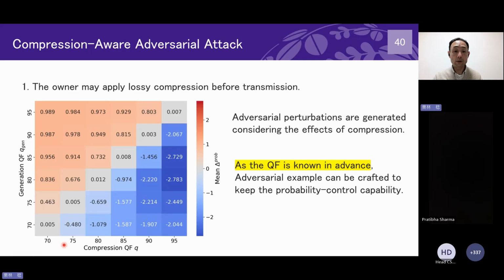So this is a quality factor, and this is also the generation quality factor. As the quality factor is known in advance, the adversarial example can be crafted to keep the probability control capabilities. So it means if the quality factor is known in advance, it is possible to create an adversarial example that can satisfy the predetermined probabilities. So the output of the AI models can be controlled.